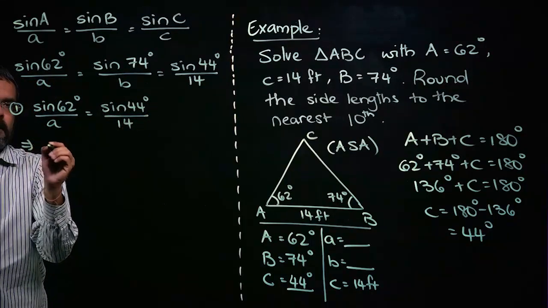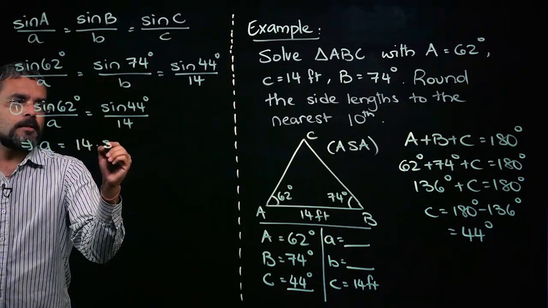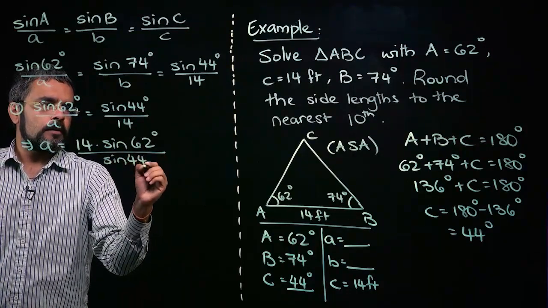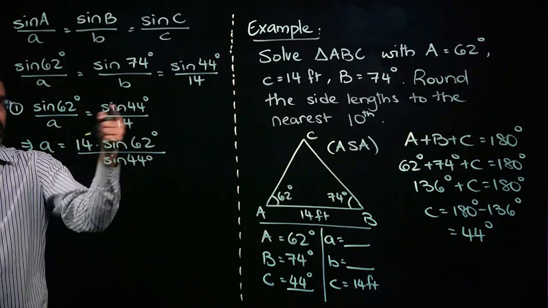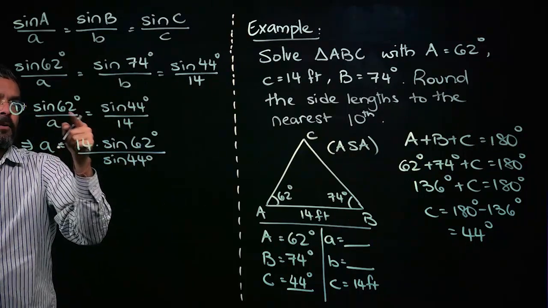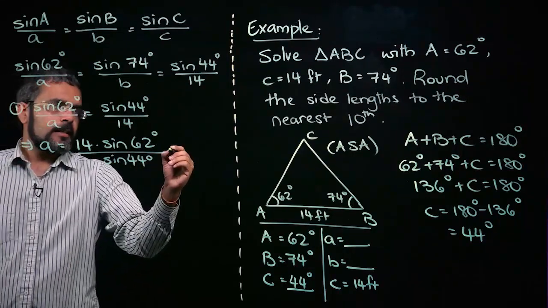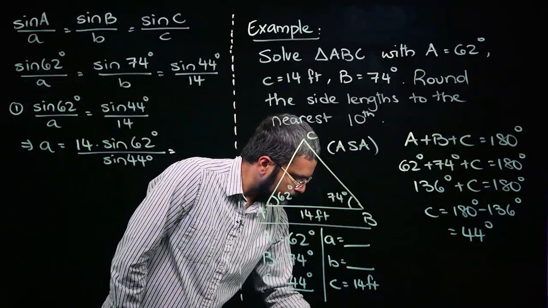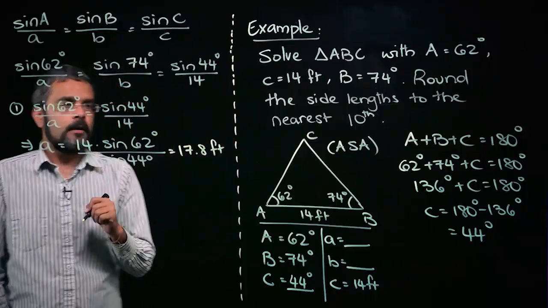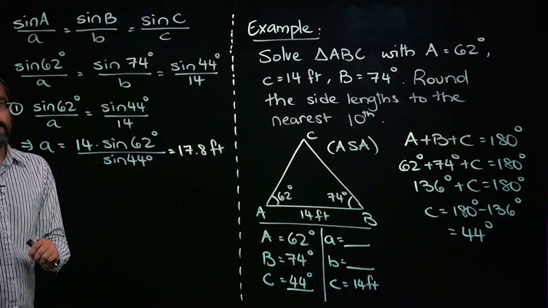Okay. Which means that A is equal to 14 times sine of 62 degrees divided by sine of 44 degrees, right? How do I solve for A here? Cross multiply, okay? So I'm going to get A times sine 44 is 14 times sine 62, and then divide by sine 44, and that's where I get here, okay? And if I do that, this gives me a value of about 17.8 feet. Again, remember your calculators need to be in degree mode when you do this, and that's going to give you a value of about 17.8 feet.